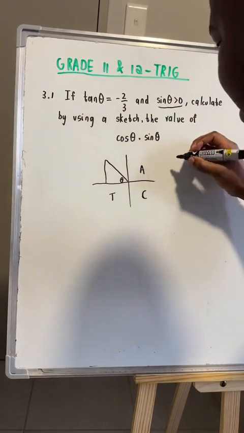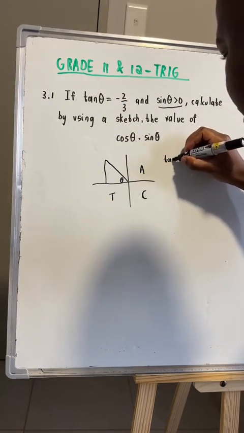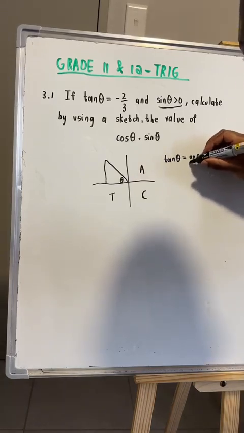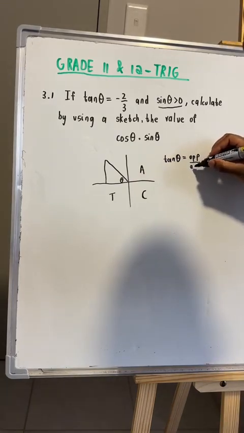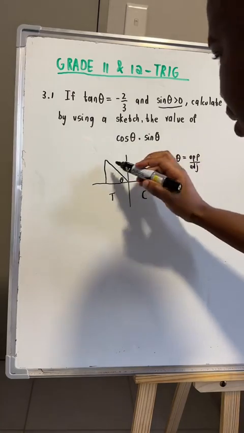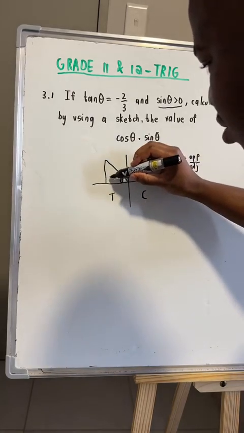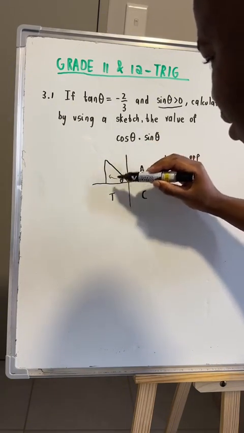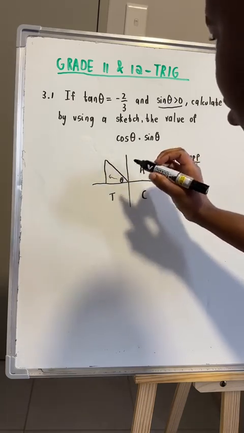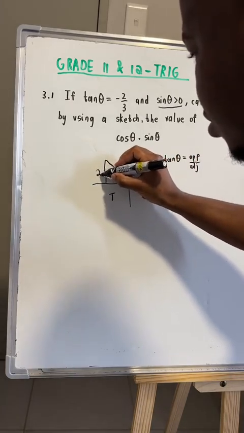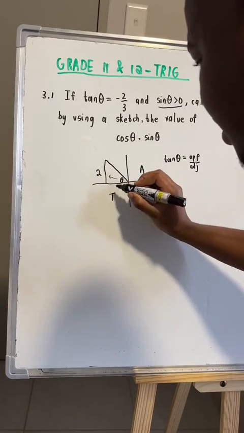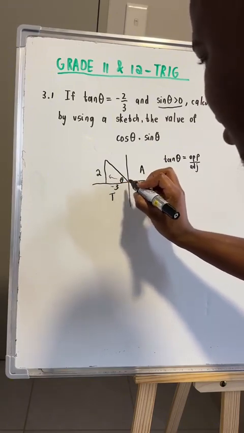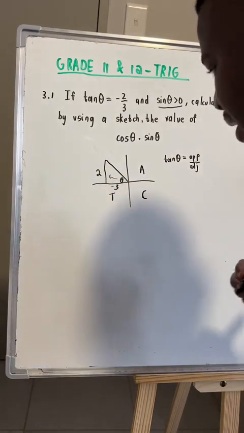So we know that tan of theta is equal to the opposite side divided by our adjacent side. Our opposite side, the side that's opposite to our theta, is this one. And we can see that the y-axis is positive on this side, so this will be just positive 2, which means that our adjacent side will be negative 3 because it's located on the negative x-axis. This completes our diagram.